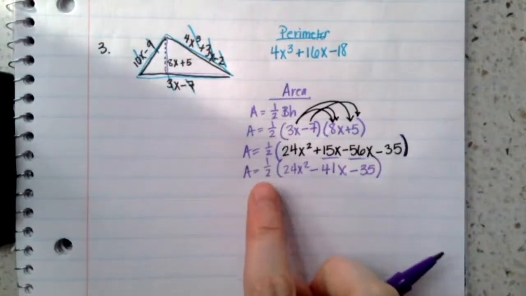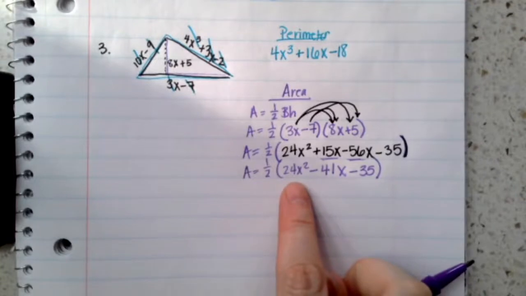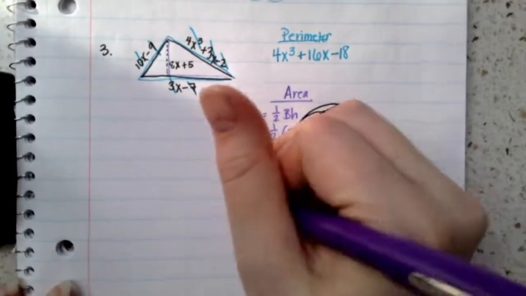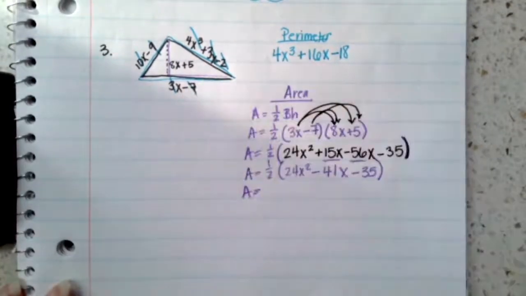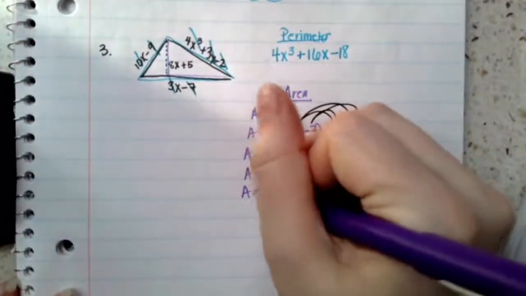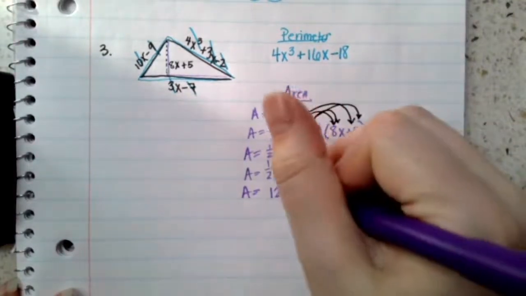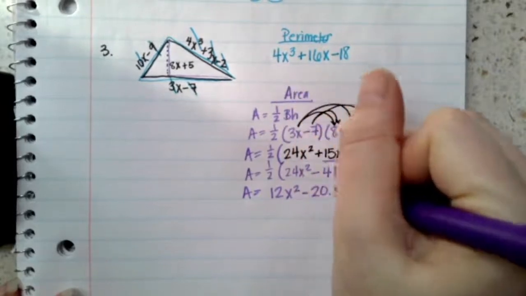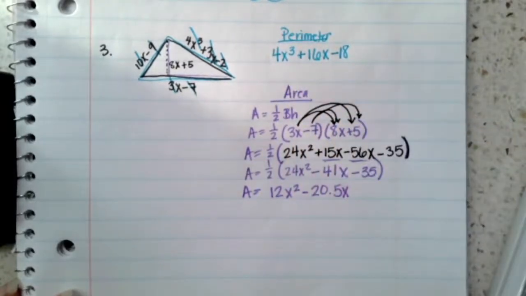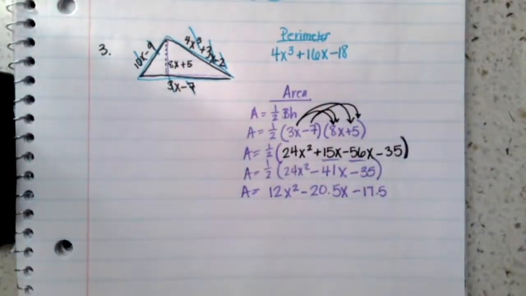And then don't forget to multiply by 1/2 because this is a triangle. So we need to divide all of these by 2, or distribute and multiply by 1/2. So 24 divided by 2 is 12. Minus 41 divided by 2 is minus 20.5. And minus 35 divided by 2 is minus 17.5. So here is our area.